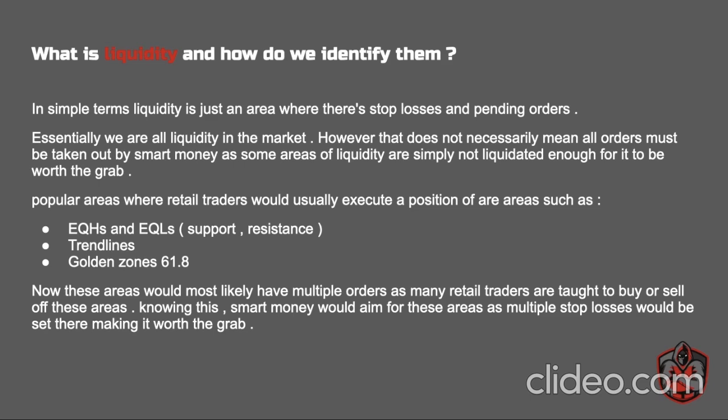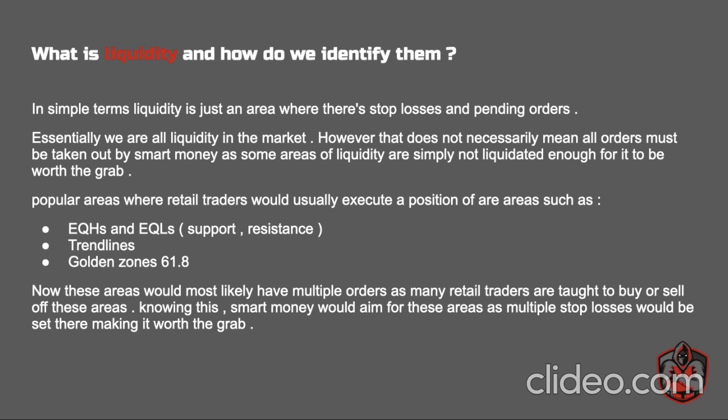However, that does not necessarily mean all orders must be taken out by smart money, as some areas of liquidity are simply not liquidated enough for it to be worth the grab. Popular areas where retail traders would usually execute a position are areas such as equal highs, equal lows, examples of that would be support and resistance levels, double tops, double bottoms. Another popular area would be trend lines, and another popular area will be golden zones. All of these 3 areas are strategies where a typical retail trader would usually execute a position on.